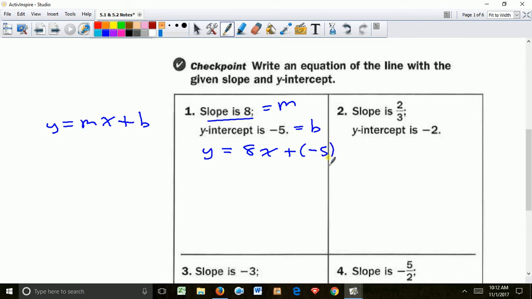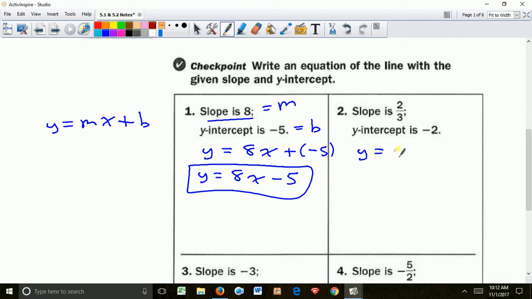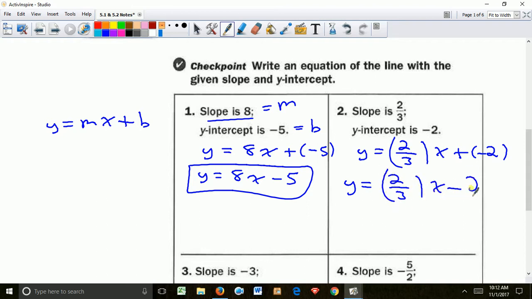Adding -5 is the same thing as subtracting 5, so please use just one sign. Here we get y is equal to 8x minus 5. For number 2, you got slope of 2/3 and a y-intercept of -2. So writing this in slope-intercept form, you get y is equal to 2/3 x plus -2. Again, do simplify that. Adding the opposite of 2 is the same thing as subtracting 2, so you get y is equal to 2/3 x minus 2.